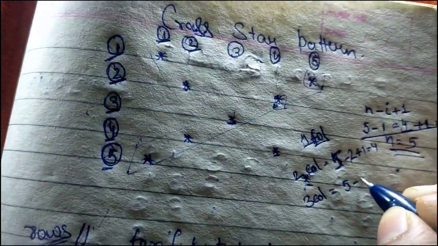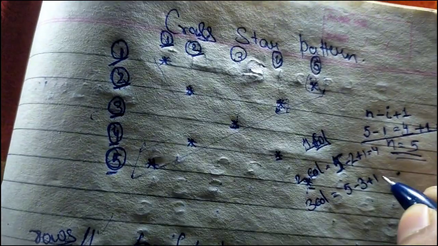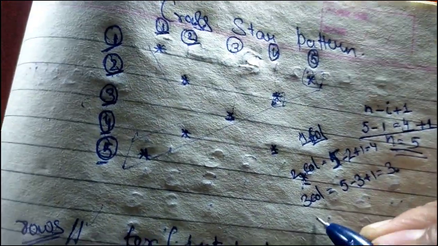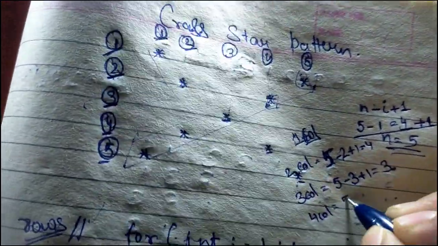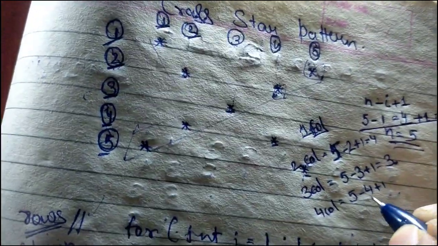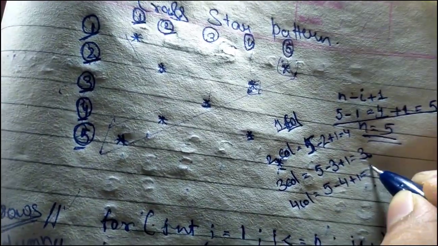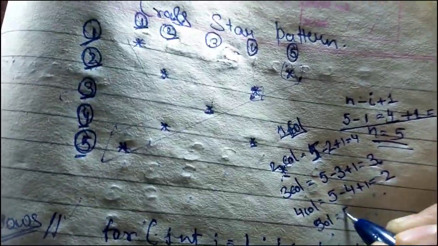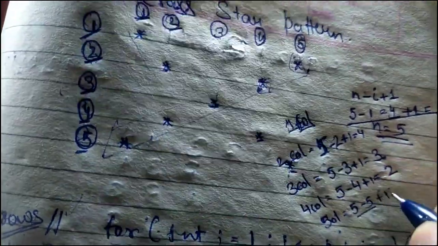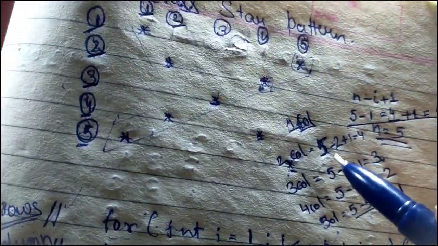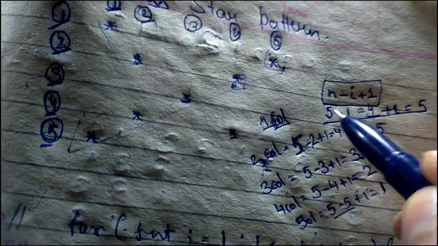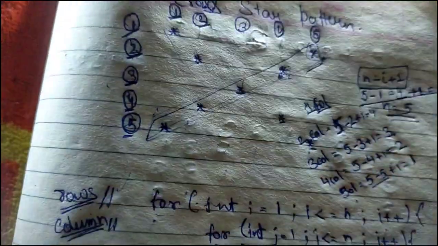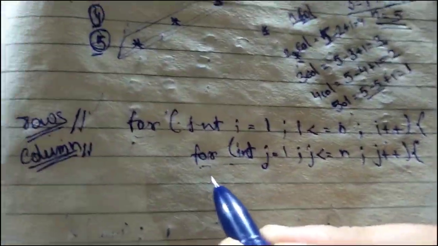5 minus i, where i is 3, plus 1. 5 minus 3 is 2, plus 1 is 3. For the fourth column, 5 minus 4 plus 1. 5 minus 4 is 1, plus 1 equals 2. Okay, for the last column, 5 minus 5 will become 0, plus 1, it will become 1. So through this formula we will print our column diagonal.